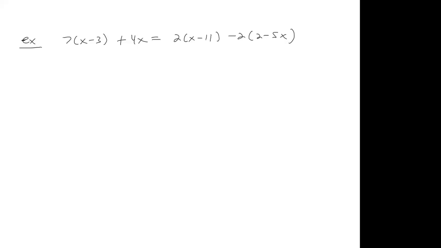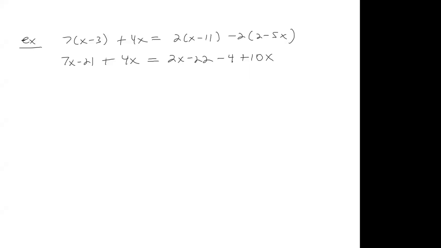All right, let's do this. Distributing the 7, I would get 7x minus 21 plus the 4x. Distributing the 2, I get 2x minus 22. Now here I'm distributing like a minus 2. You can think of that subtraction symbol as almost like distributing a minus 2. So that'd be minus 4, then minus 2 times minus 5x is a plus 10x.